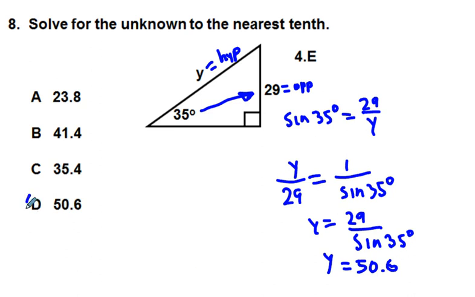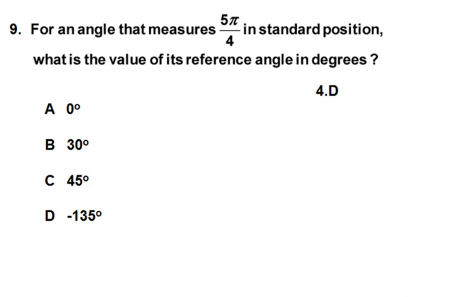Okay, 50.6 units. Okay, that's it. D. Now, for an angle that measures 5 pi over 4 radians in standard position, what's the value of its reference angle in degrees?